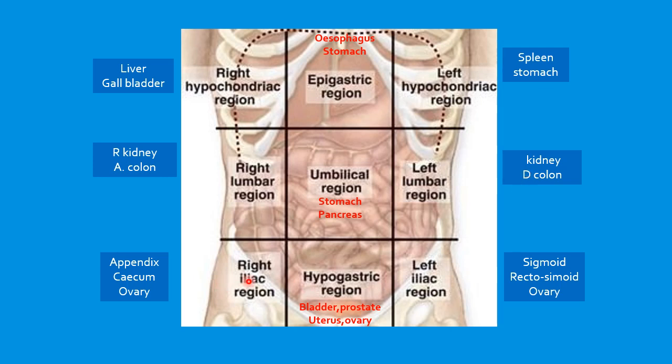The lower regions, on the right is the right iliac region, or the right iliac fossa, as this is commonly called, the left iliac region or left iliac fossa, and the middle is the hypogastric or suprapubic region, which contains the bladder, prostate, uterus, and ovary. The right iliac region is very important as it contains the appendix, the cecum, and the right ovary. Whereas the left iliac region or fossa consists of the sigmoid colon and the rectosigmoid and the left ovary. And this sigmoid is very important as it is the site of colonic diverticula, and it's a very important condition which must be recognized when the patient has pain in that region.